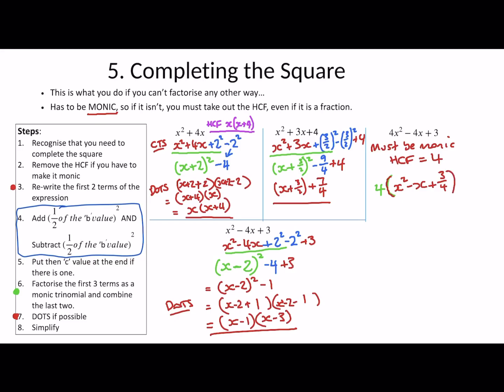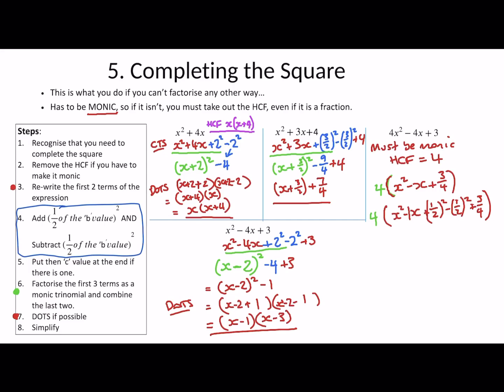All right, what do we do next? The 4 has to stay there, brackets. Rewrite the first two terms, x squared minus x. Now, that's a minus 1x, so if you want to write the minus 1x, you can, just as a heads up. So half of 1 is 1/2, so plus 1/2 squared minus 1/2 squared plus 3/4. Now, you can see that the 4 out the front still has to apply to that whole thing, so we've got an extra set of brackets.